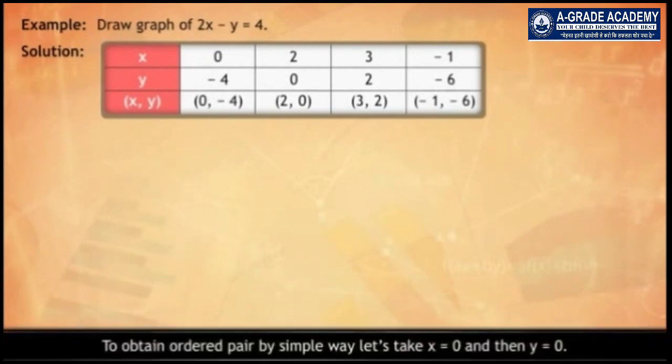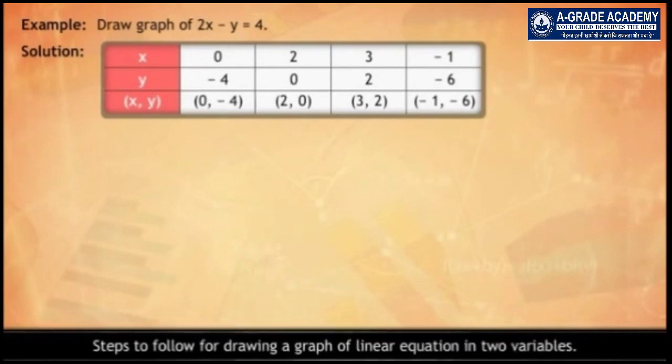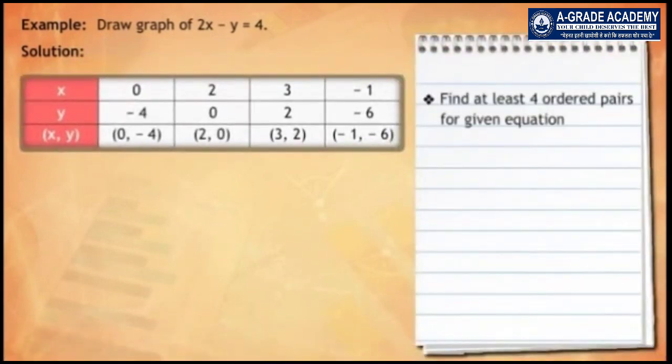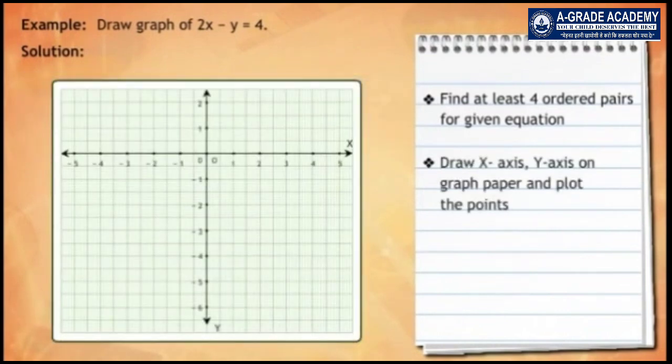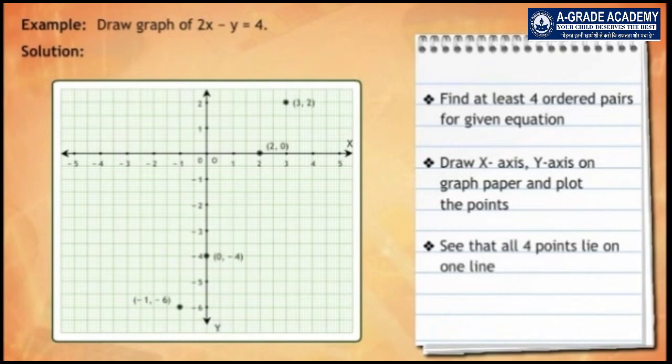To obtain an ordered pair in a simple way, let's take x is equal to 0 and then y is equal to 0. Steps to follow for drawing a graph of a linear equation in two variables. Find at least 4 ordered pairs for the given equation. Draw the x-axis and y-axis on graph paper and plot the points. See that all 4 points lie on the line.